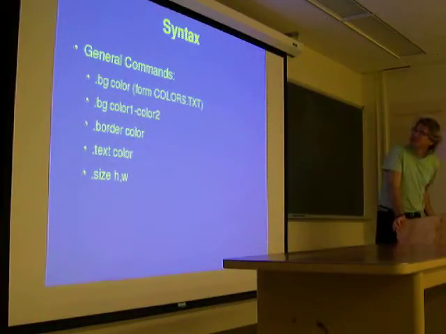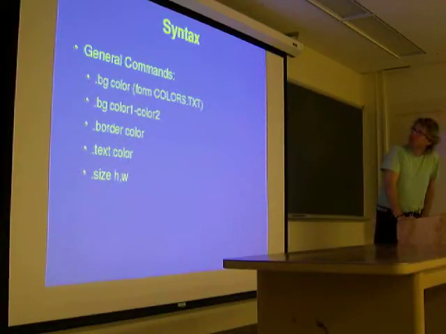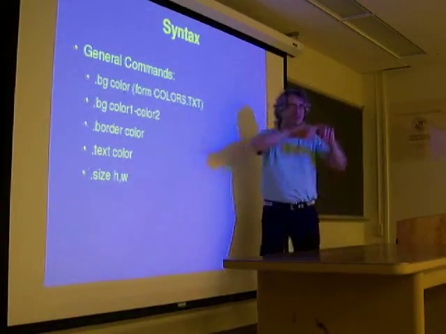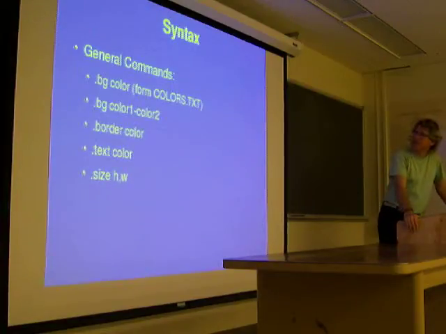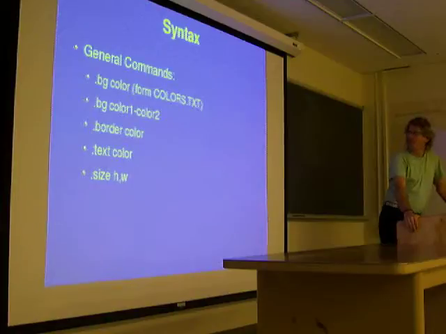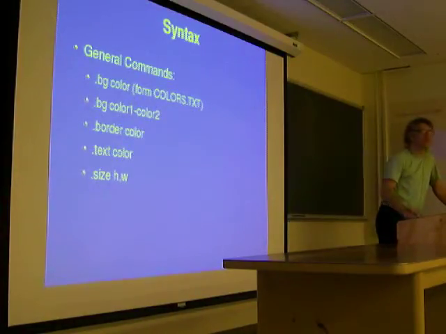It's a nice way to delineate a region of the circuit in the loader program. You can say .border and a color, and it'll put a border around the whole collection of cells. You can say .text color, and it'll tell you what color the text should be. And you can say .size, height, comma, width. You have to specify a size, and that says how many cells you're going to define within this block. You don't have to define all of them, but it will define them. They'll be empty if you don't specify those cells.